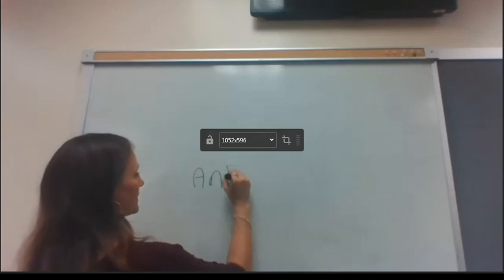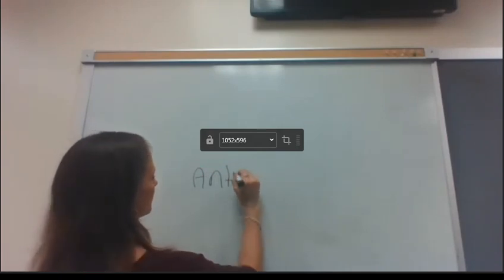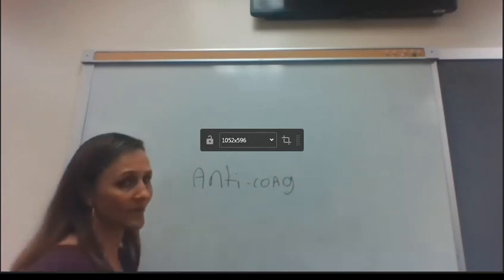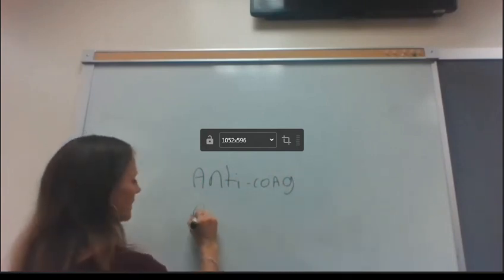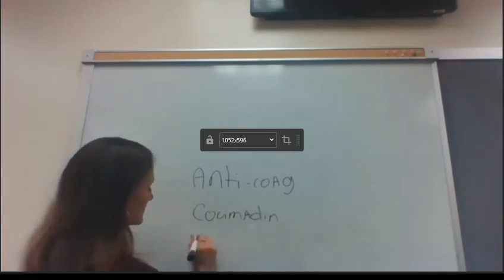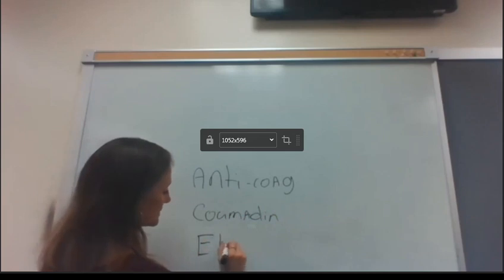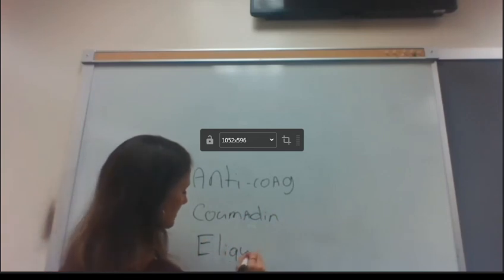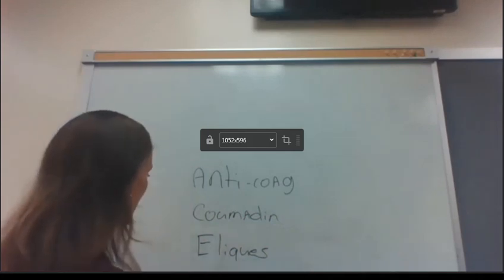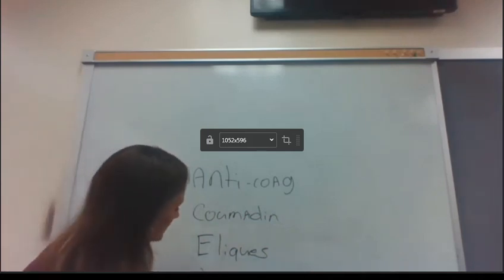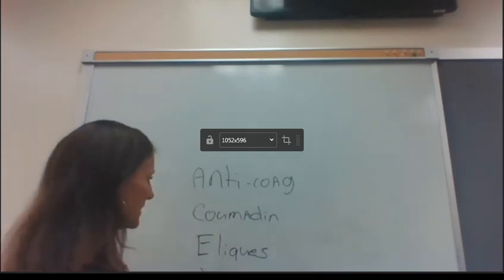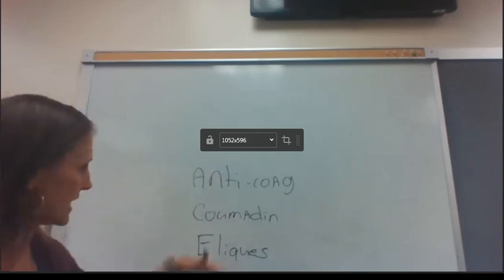So with anticoags, all right, they're a little bit different. So examples are Coumadin. No, I'm not going to spell this right, so sorry. Eliquis, I'm guessing. Eliquis, oh, it doesn't matter. Okay, spelling doesn't count today. Xarelto. Okay, and then I think there is something else. Okay, so these are all anticoagulants.